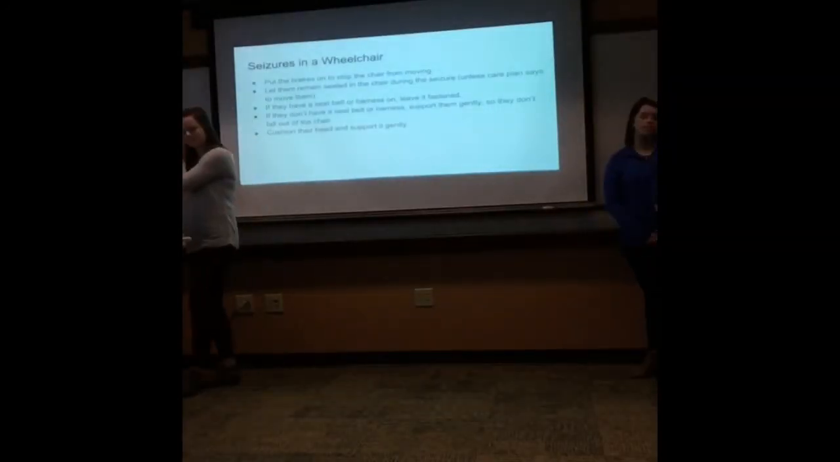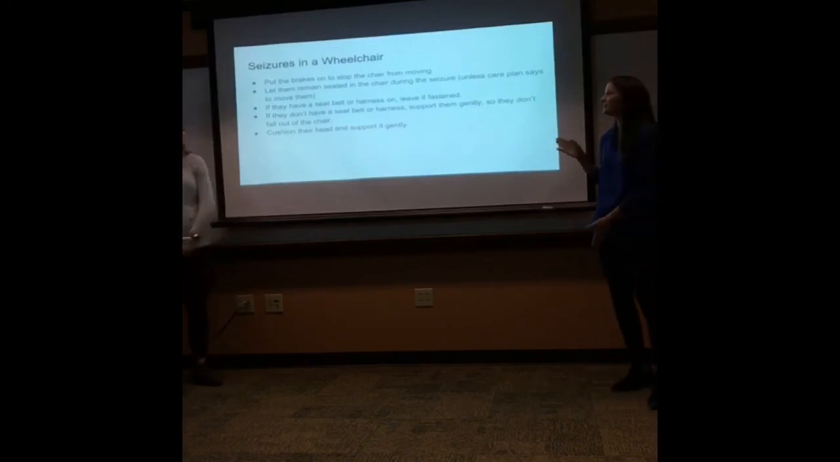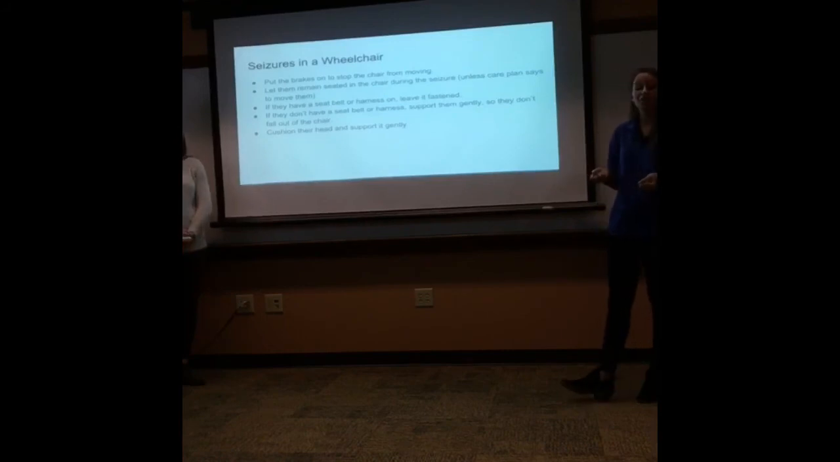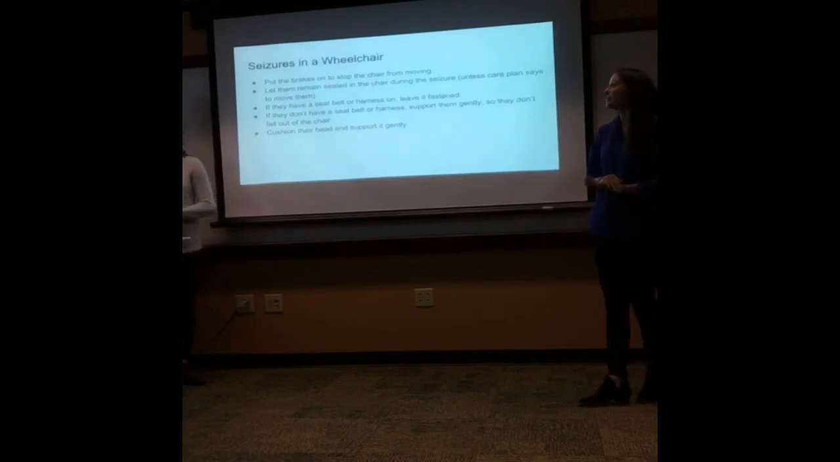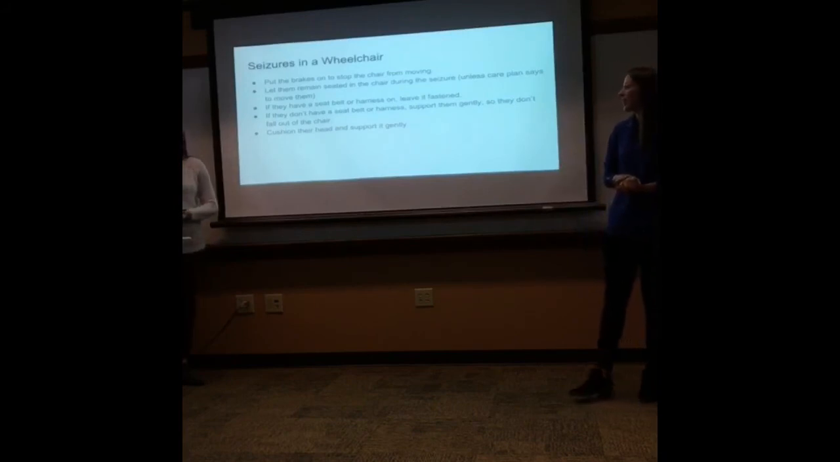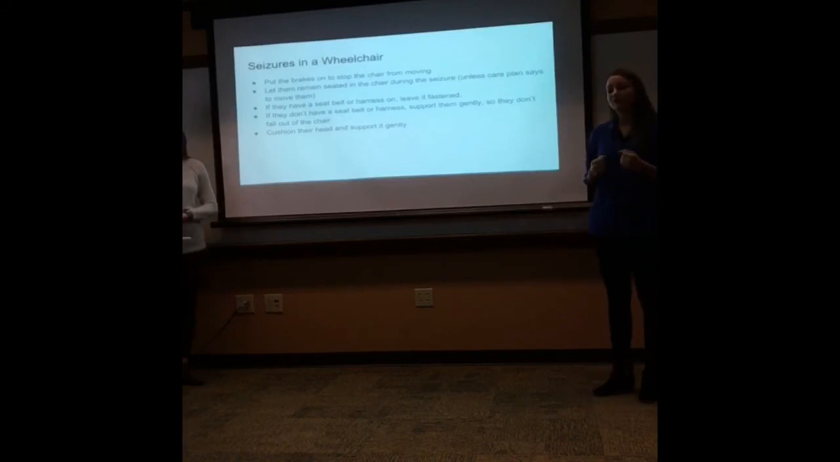Okay, so if someone is in a wheelchair and having a seizure, there are different steps that you should follow. You want to put the brakes on the chair to stop it from moving. The convulsions could cause the chair to keep rolling, so putting the brakes on can stop that. Then let them remain seated in the chair during the seizure unless the healthcare plan says otherwise. If they have a seatbelt or harness on, leave it fastened. If they don't have one, you want to hold them down gently, not very hard like the other recommendation said, but very gently, just so that they don't fall out of the chair.